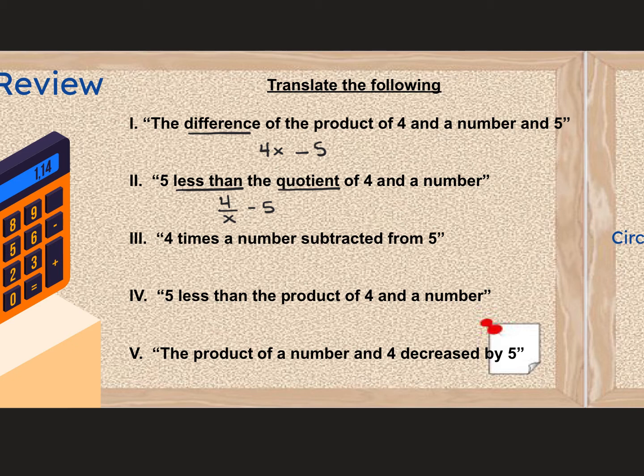All right, so again, it's one of those turnaround words. So we have 5 minus 4x. And again, if you use a different variable, that's totally fine. All right, for the fourth one, 5 less than the product of 4 and a number. So we have 4x minus 5. And then the product of a number and 4 decreased by 5. So we have 4x minus 5.